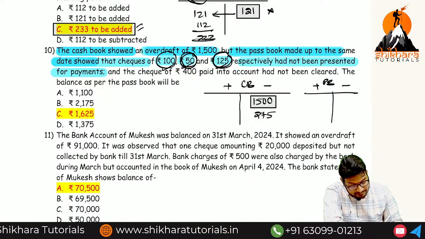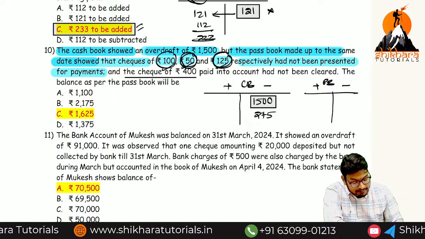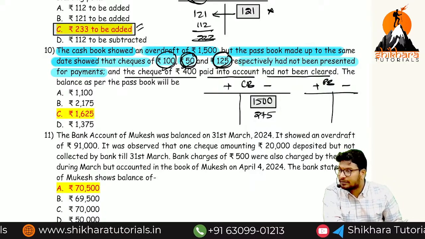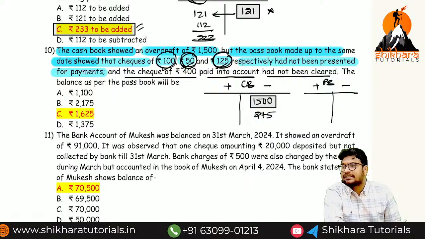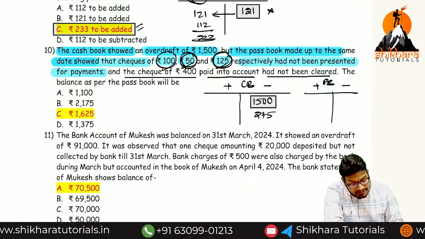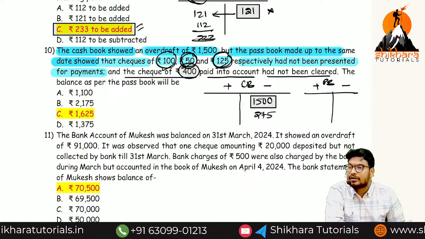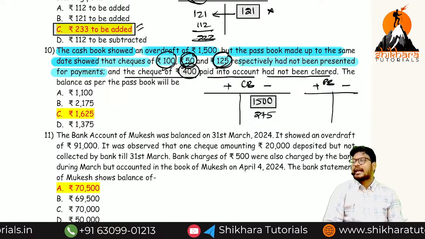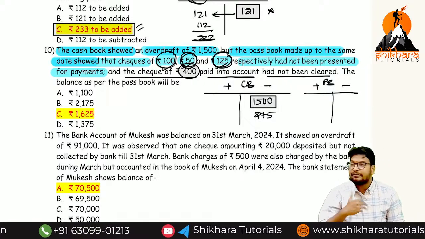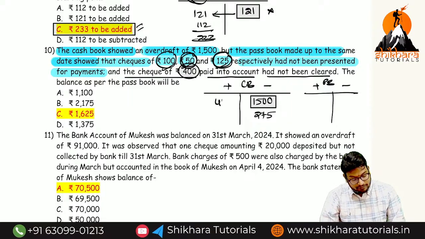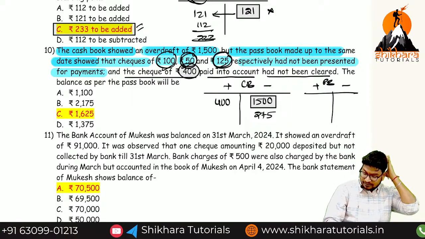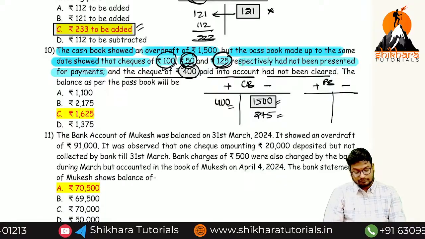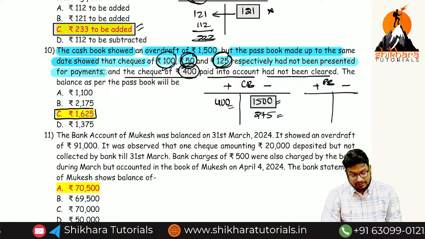There is another transaction: a check of rupees 400 paid into account had not been cleared. What is the meaning of paid into account? Just now we discussed: paid into account means deposit. So a check of rupees 400 was deposited. Collected or not collected? Not collected, not cleared. That is the reason it is recorded in the cash book but not in the passbook. Which side do we record it? Debit side, 400. So now what is the balance as per passbook? 1500 plus 400 minus 275, that is 1625. Guys, are you getting the point or not?